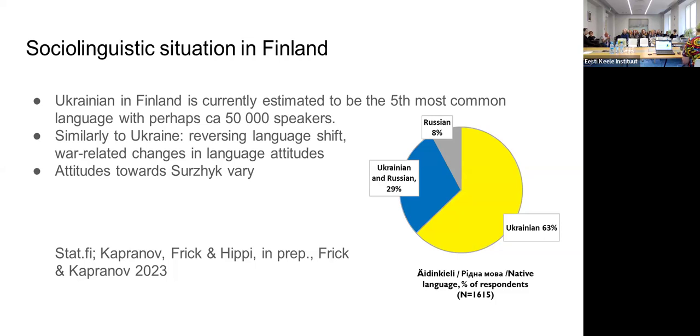And in a survey conducted by our colleagues, Majfrik and Jan Kapranov, in 2023, with approximately 1,500 Ukrainians, 96% of all the respondents use Ukrainian in Finland at least sometimes. And this percentage is higher than the percentage of native Ukrainian and bilingual speakers, meaning that also native Russian speakers who have come from Ukraine also use Ukrainian in some domains. And the respondents report wanting to use even more Ukrainian than before, and are worried about the possibilities of maintaining the Ukrainian language and culture in Finland. And attitudes towards Surzhyk vary from full acceptance and partial acceptance to rather negative attitudes based, again, on the view of Surzhyk being less than official languages.